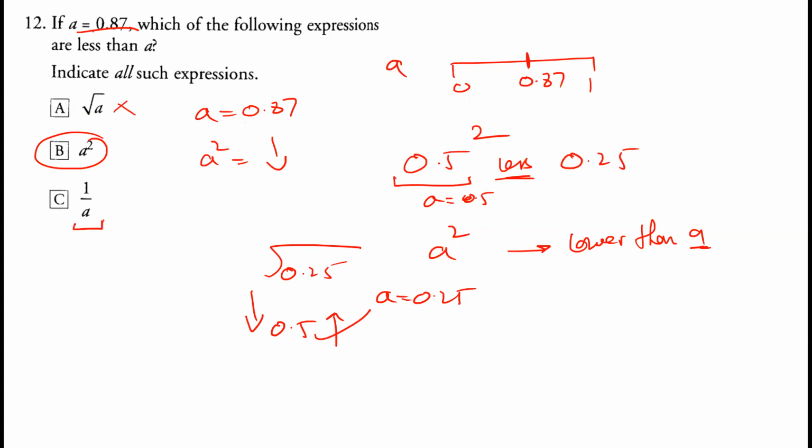And again, as we have discussed before, 1 over A, now A is a decimal number. 1 divided by a decimal number is going to give you a number that is more than 1. Obviously A is less than 1, and we're going to get a number that is more than 1. So this cannot hold true either. So the correct answer is option B.